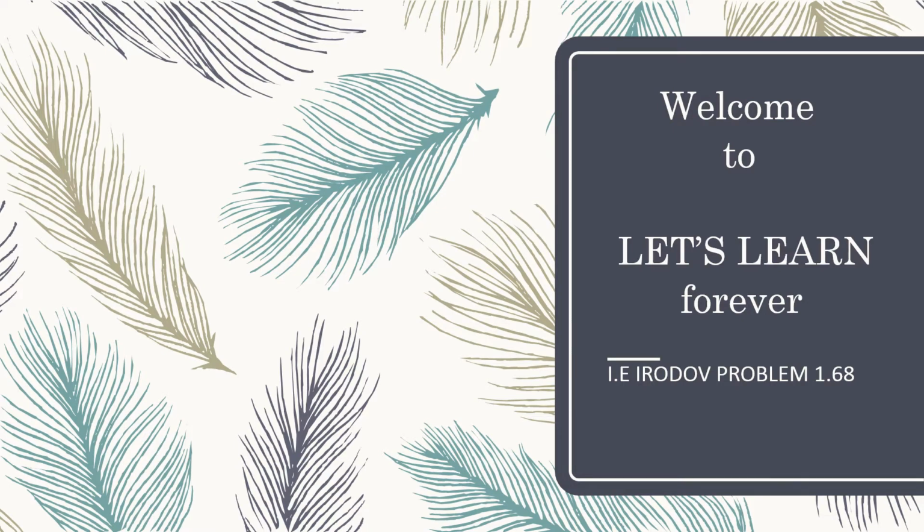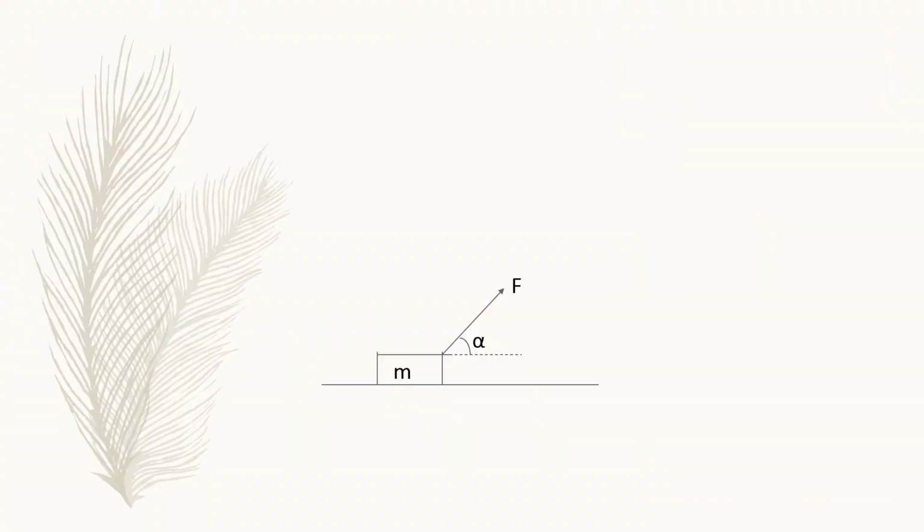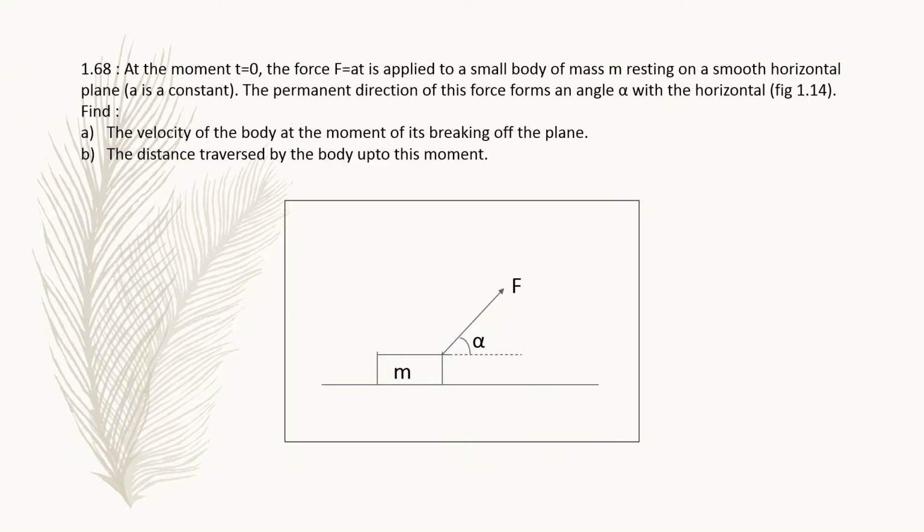In this video, we are going to do problem number 1.68. Here you can see, at the time t equal to 0, the force F equal to a t is applied to a small body of mass m resting on a smooth horizontal plane. a is constant. The permanent direction of this force forms an angle alpha with the horizontal, figure 1.14. In this figure you can see, find the velocity of the body at the moment of its breaking off the plane, and the distance traversed by the body up to this moment.